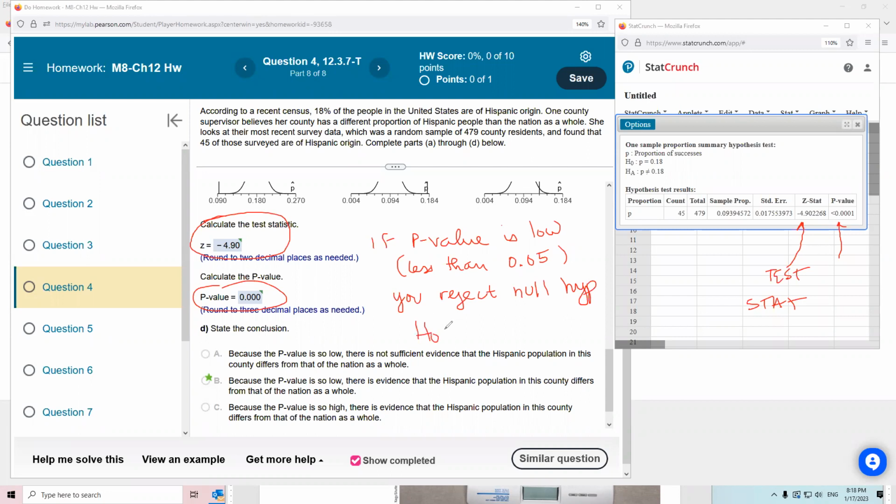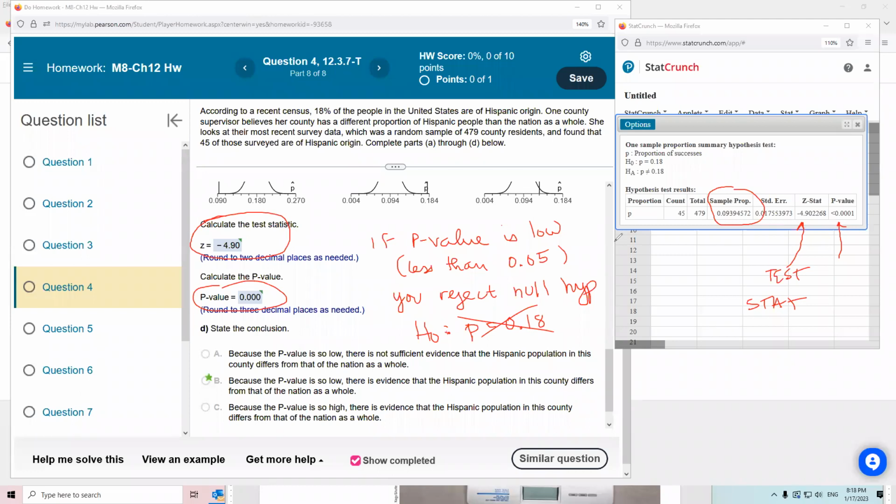Remember, our null hypothesis was that the proportion of Hispanic people is 0.18. Well, the reason we're going to reject this is that our sample data was not consistent with 18% Hispanic, right? Our sample data was only 9% Hispanic. By the way, here is the sample proportion worked out. It was only about 9%.